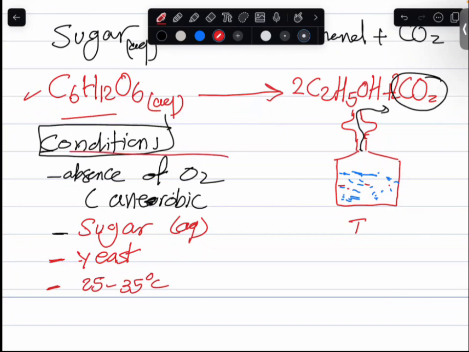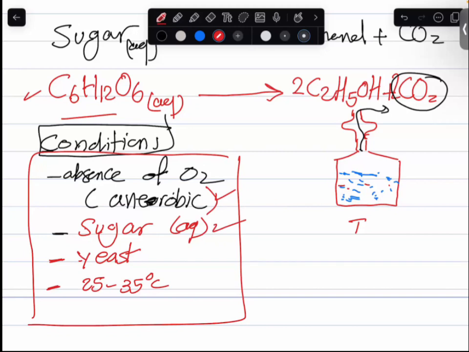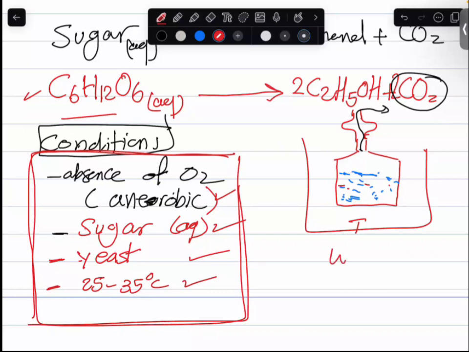So here we have four conditions for this reaction to happen. It should happen in the absence of oxygen, or anaerobic respiration. The sugar cannot be solid sugar, it should be aqueous sugar. We have to use yeast, and the temperature should be from 25 to 35. After we put these conditions, we leave this container for several weeks. Once you leave it for several weeks, the sugar inside will change into alcohol. Instead of sugar, it becomes alcohol.